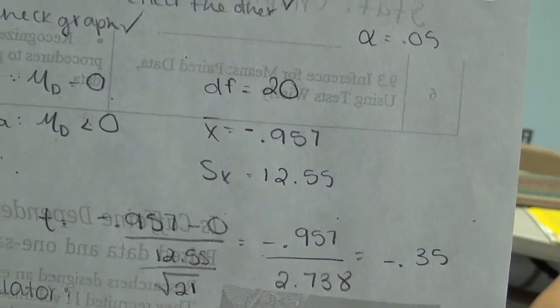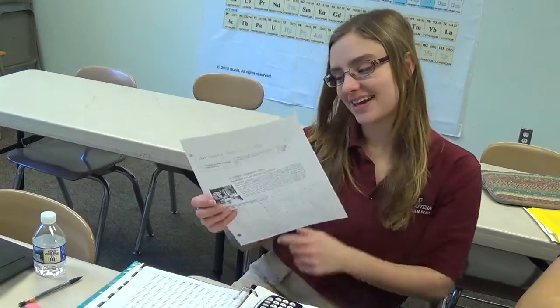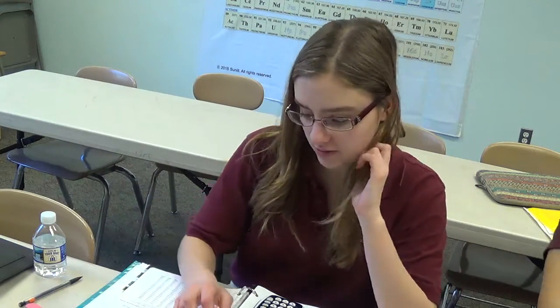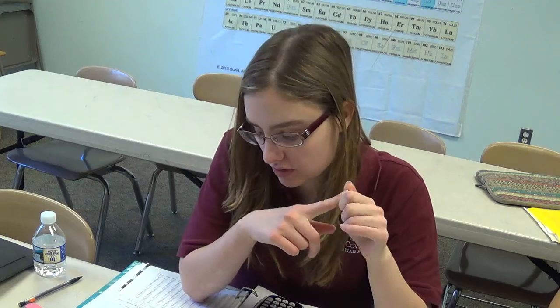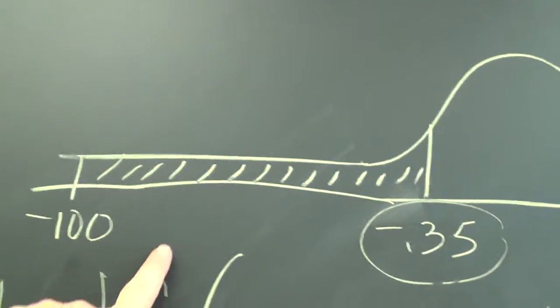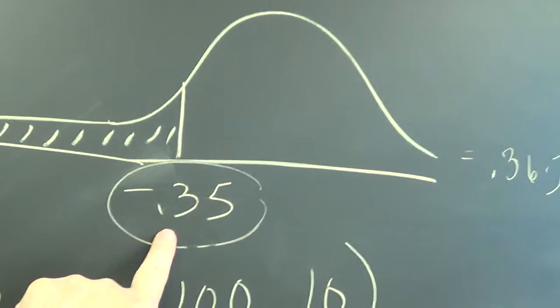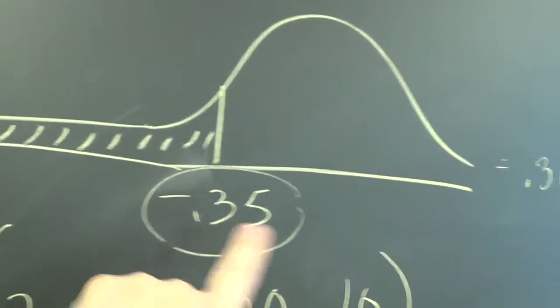So what did your t come out to be? Can I see it? I think you don't have it memorized? Yeah, negative 0.35. So then I use my calculator to find the p-value, and when you go in, you have to use negative 100 for the lower and negative 0.35 for the upper, because it's on the other side. The calculator needed the lower, then the higher, and one other number: degrees of freedom, which is 20. Then you get 0.365, which is greater than 0.05, so you're going to fail to reject the claim.